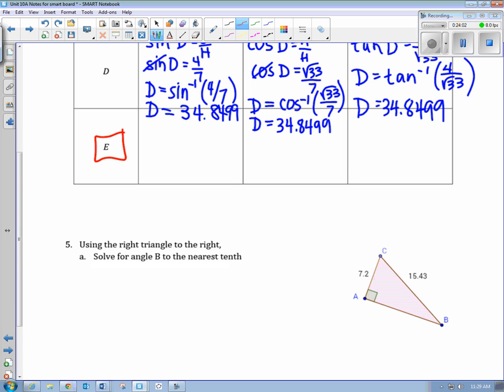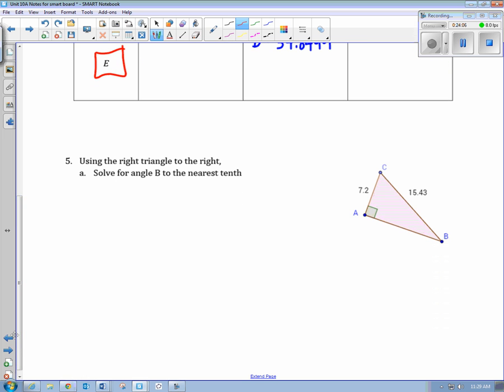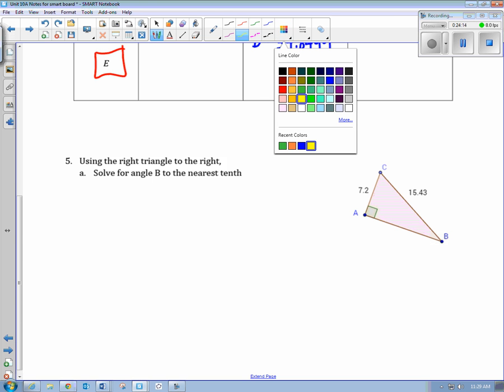In question number 5, they are asking us to find the angle measure for angle B, and it's to the nearest tenth. So in here, all three sides are not given to us.